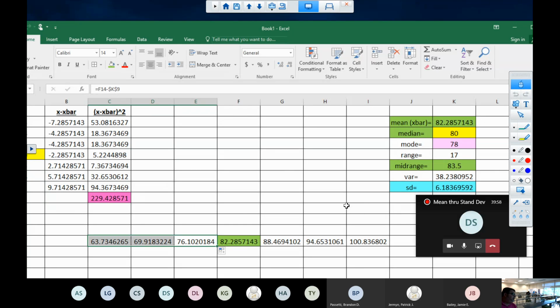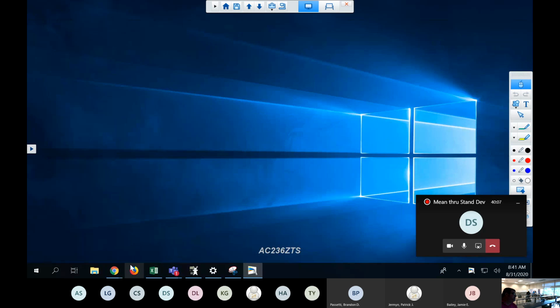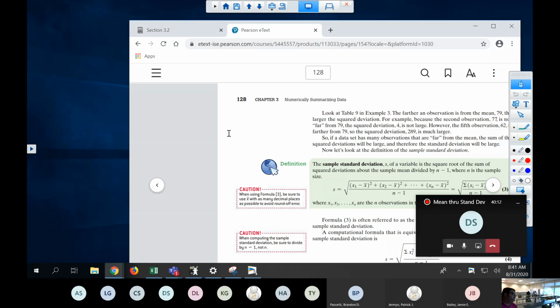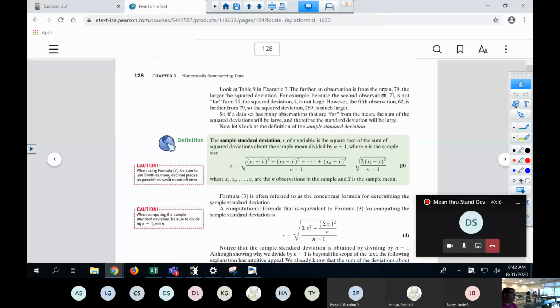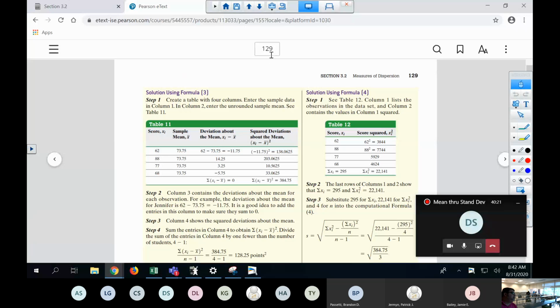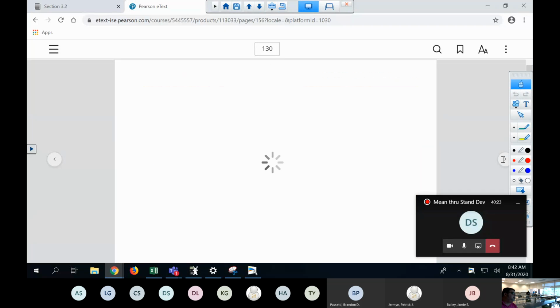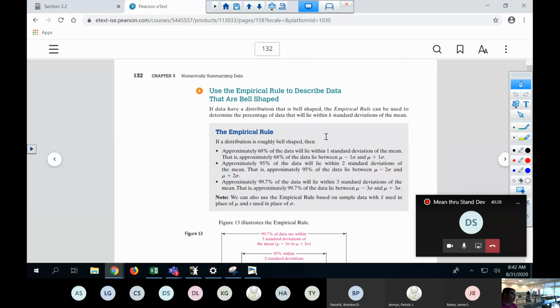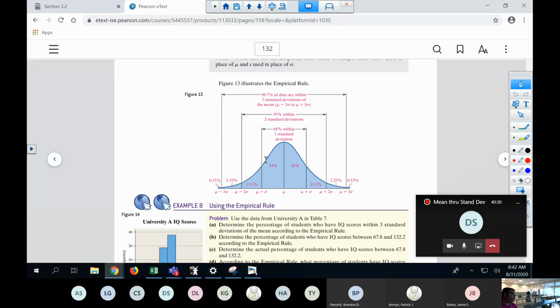Now, before we go any further, I need somebody to look up in your book the empirical rule. Somebody's got a book, please look that up for me. Tell me what page it's on, because I'm going to be flipping through the book trying to find it while y'all are looking. 132. Thank you. 130, 131, 132.